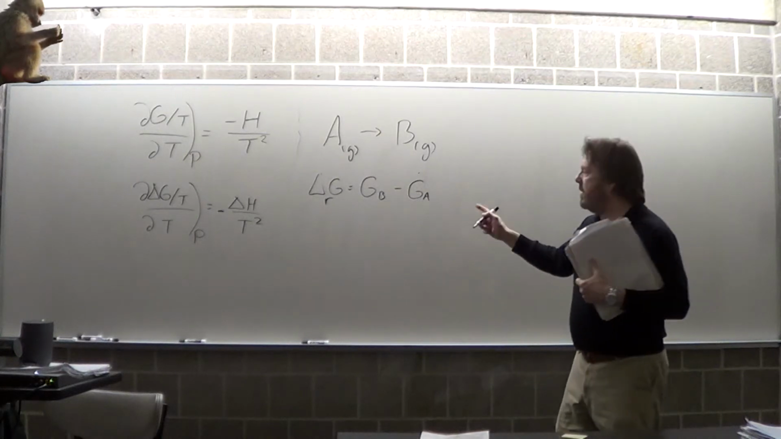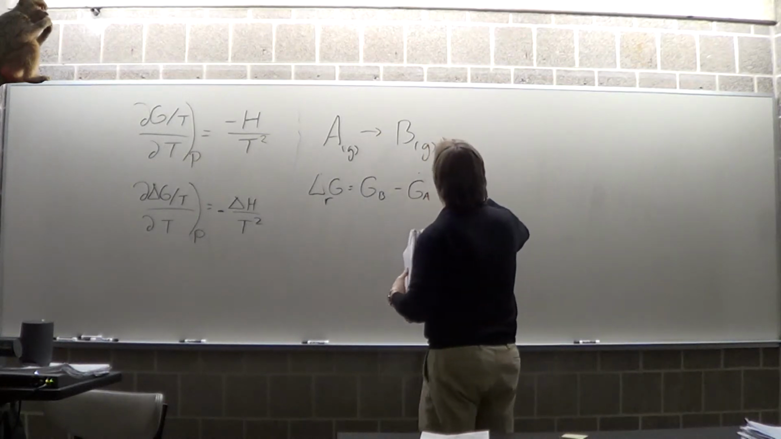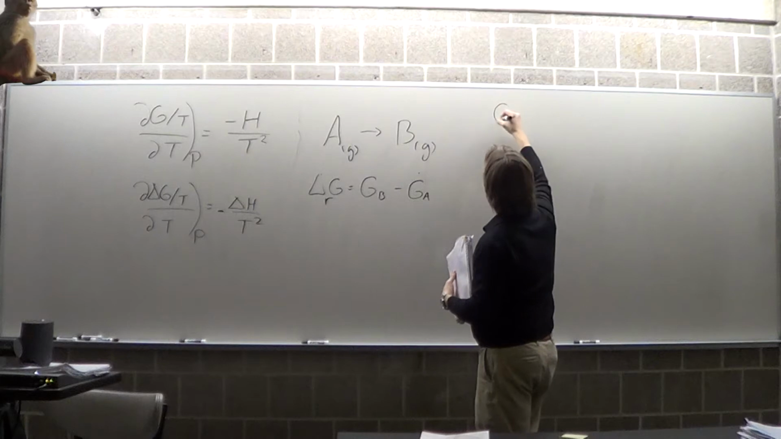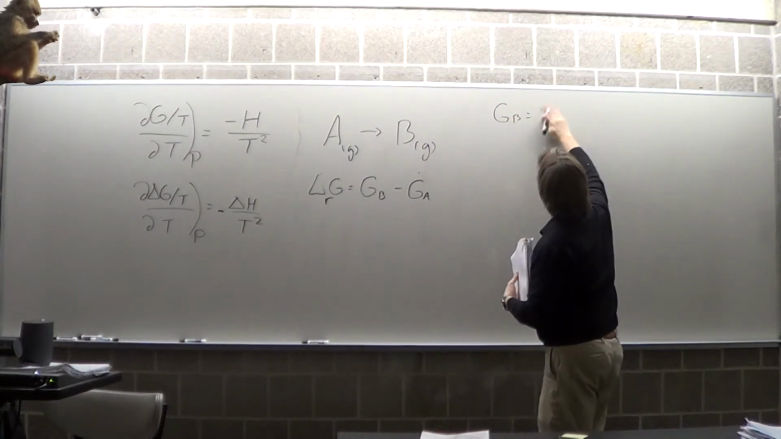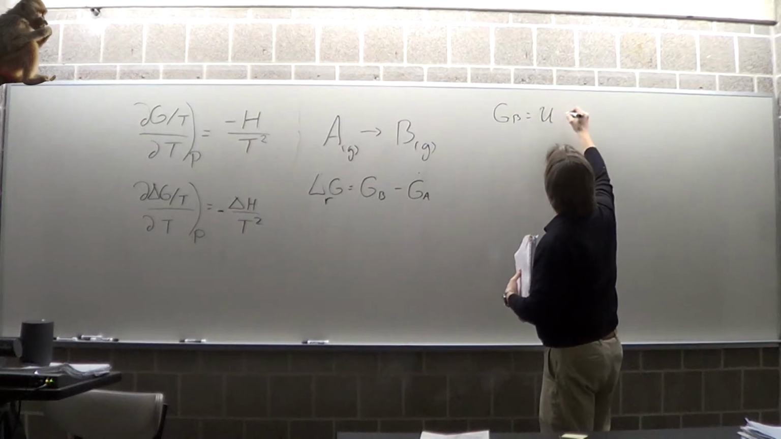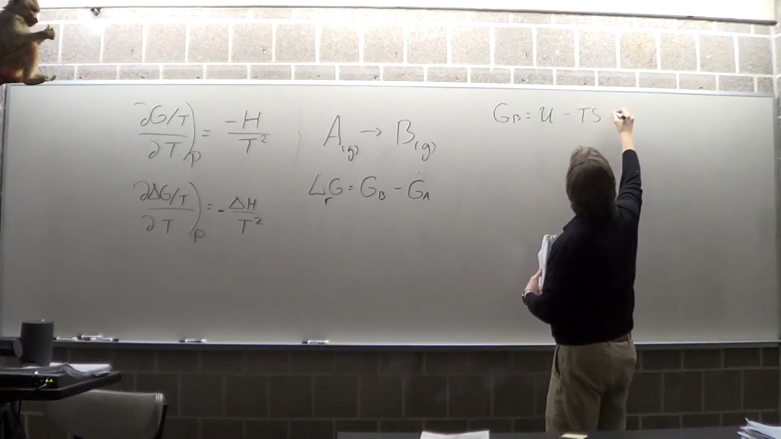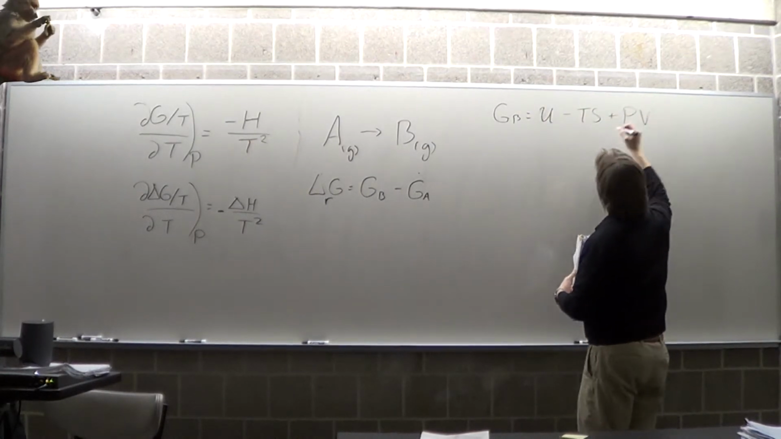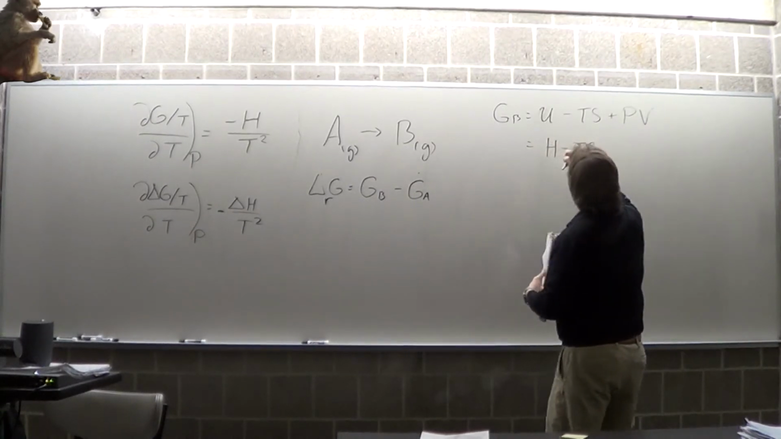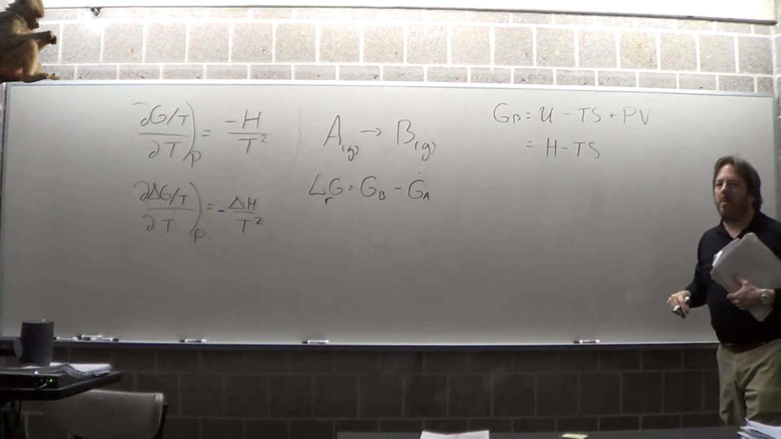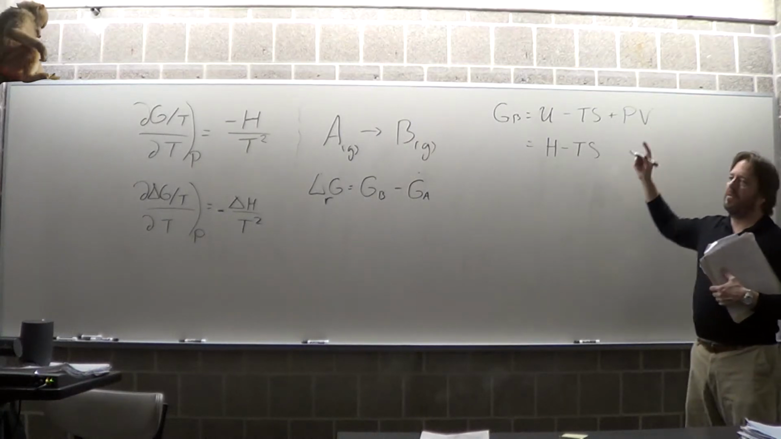And of course, the way you would know G of each and every one of these species is, so G of B, of course, is U, oops, that's supposed to be a U minus TS plus PV. I wrote this out of order, by the way, but that's H minus TS. So you can imagine you get U from the equal partition theorem, pressure volume.